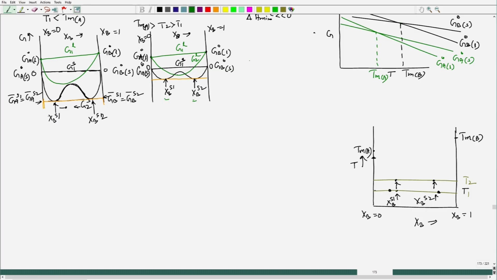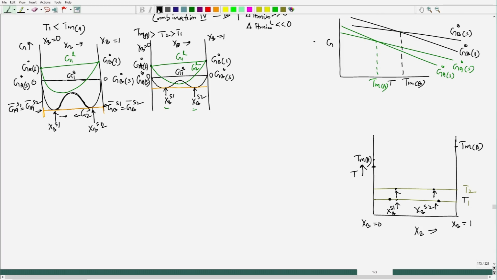Now, if I go for the third combination, the third situation, let us say I want to do it, still it will be G1 solid. Okay, this is 0 0, G A naught for solid, this will be G B naught of solid, these two points; G B naught for liquid, and this is G A naught for liquid.